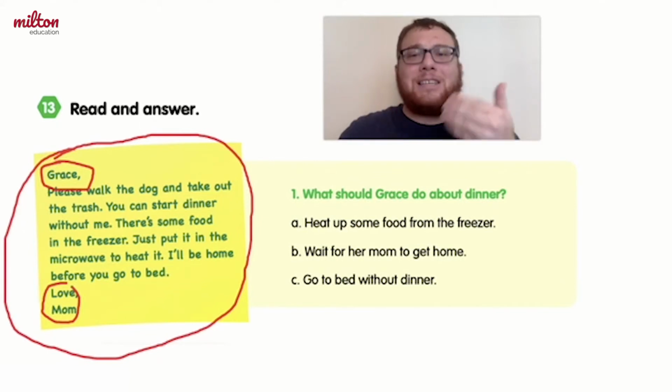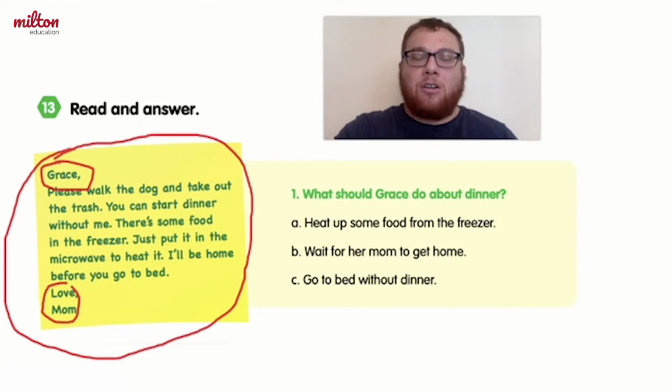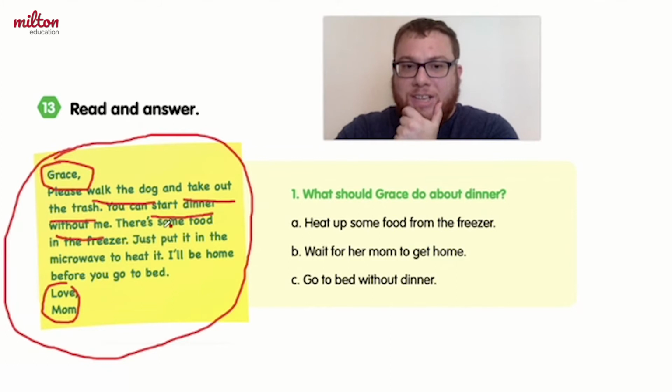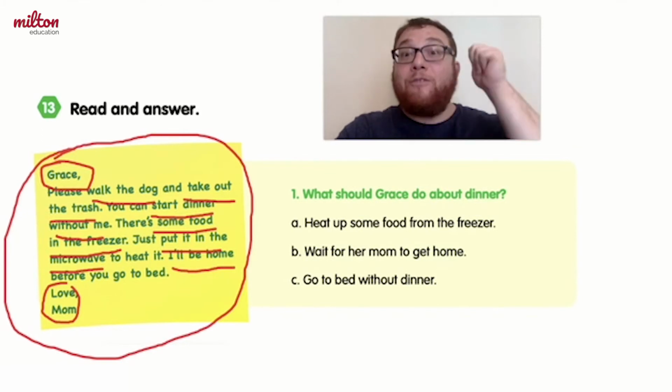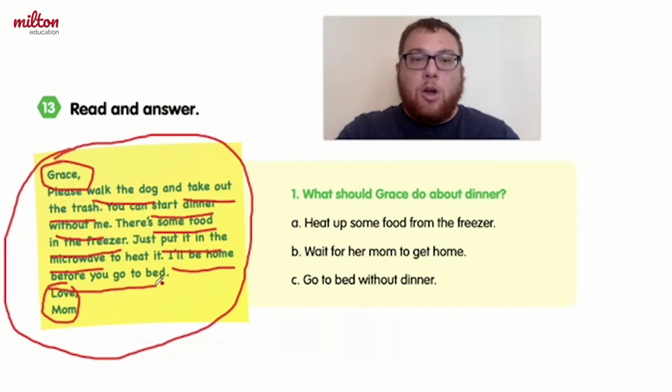Now, let's imagine that I have read the message already. So I must think about what details are important. Well, Mom says something about walking the dog and taking out the trash. She also mentions starting dinner without her. Okay, but she says there's food in the freezer and I must put it in the microwave. And Mom says she'll be home before Grace goes to bed. Okay, so now I can tackle the question.